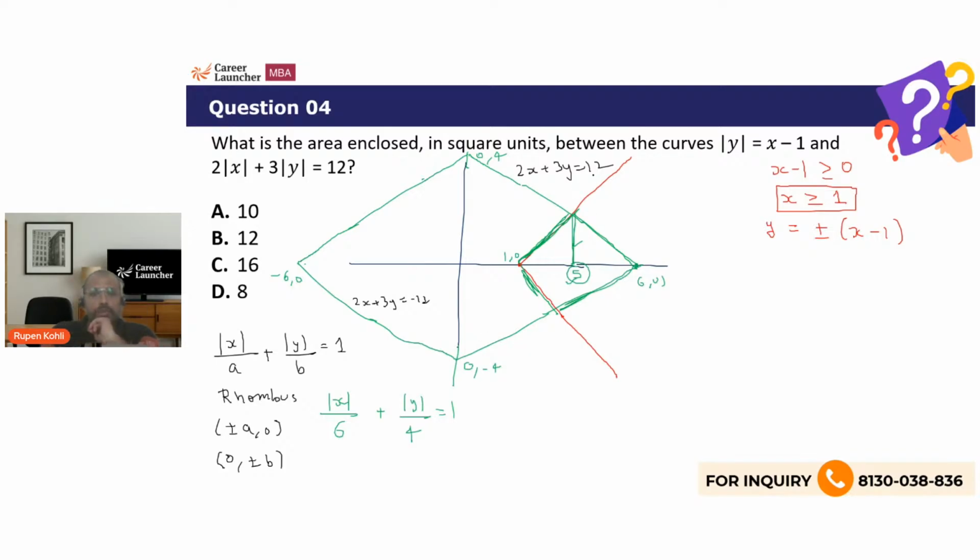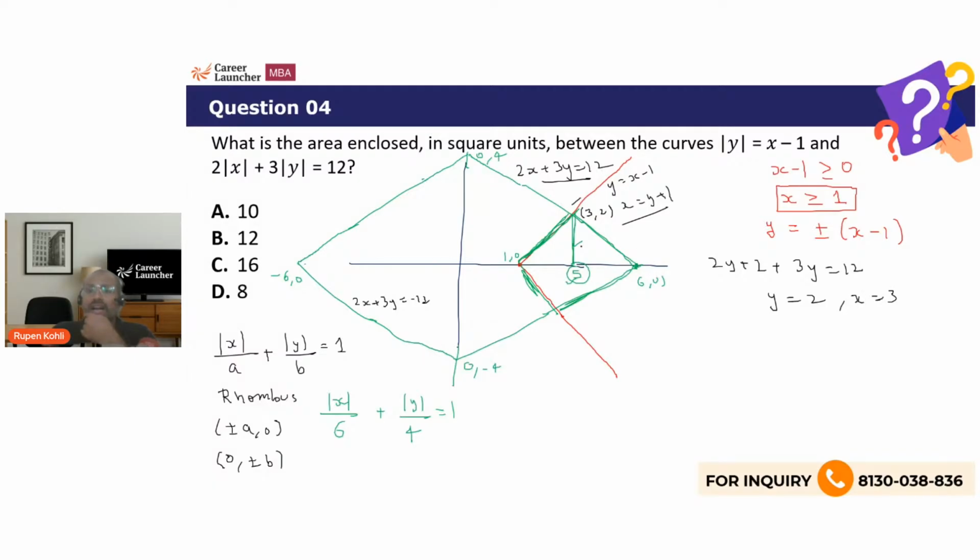Hence, 2x + 3y = 12 and this line, y = x - 1, they are intersecting. So we need to find this point of intersection. Replace x as y + 1 in the other equation. So twice of (y + 1), 2y + 2, plus thrice of y is 12. So 5y is 10, or y is 2. x is y + 1, so this is (3, 2). y is 2, x is 3.